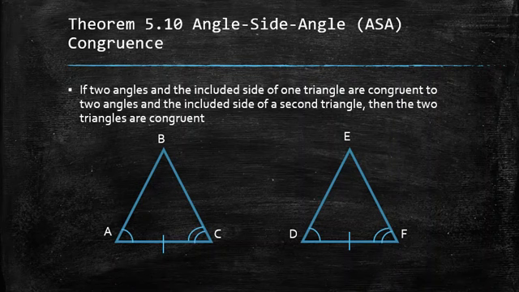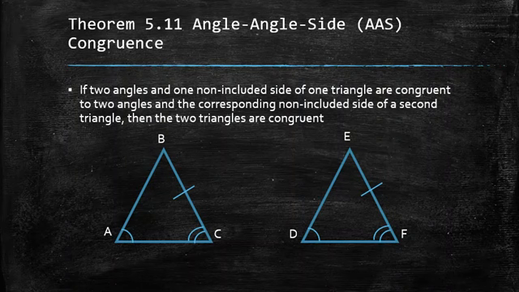The final theorem in this series is another theorem on proving two triangles are congruent. It is the AAS, or angle-angle-side theorem, which states that if two angles and one non-included side of a triangle are congruent to two angles and the corresponding non-included side of a second triangle, then the two triangles are congruent. For example, if angle A is congruent to angle D, angle C is congruent to angle F, and side CB is congruent to side FE, then these two triangles must be congruent.